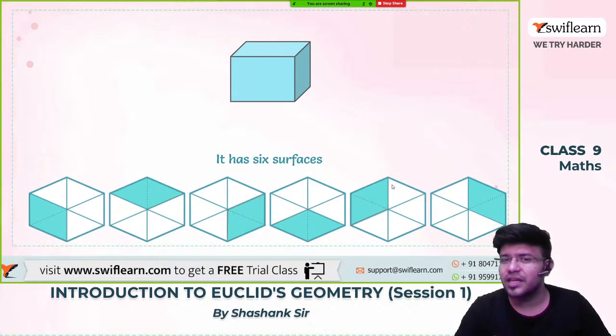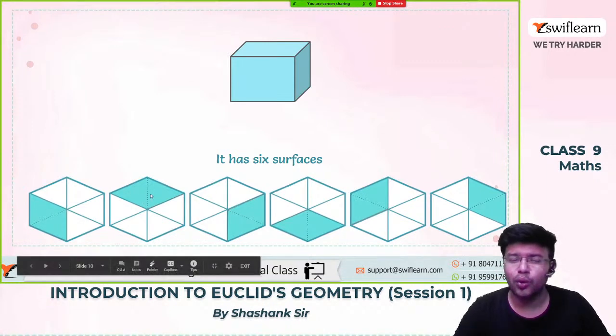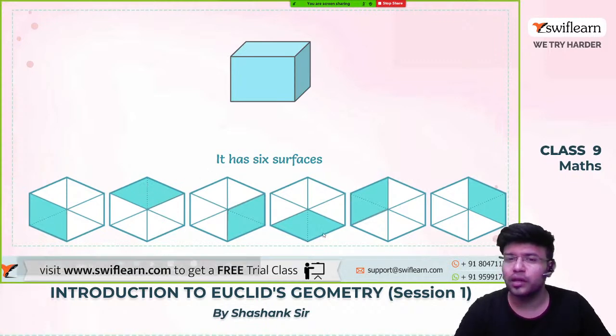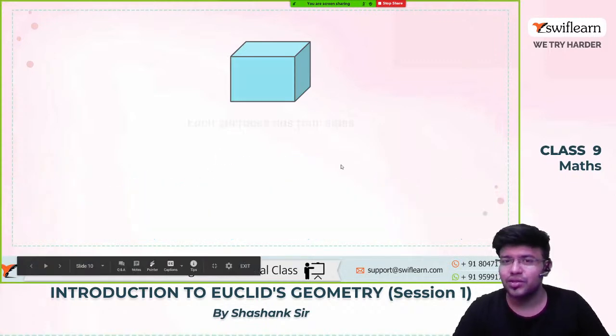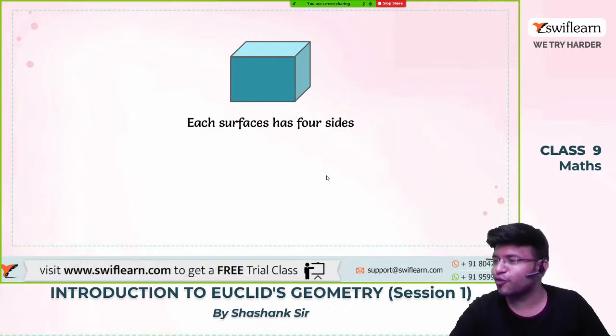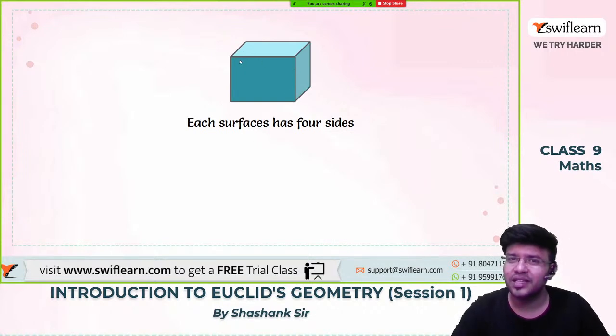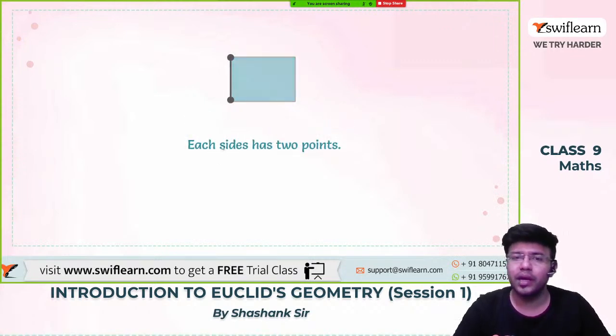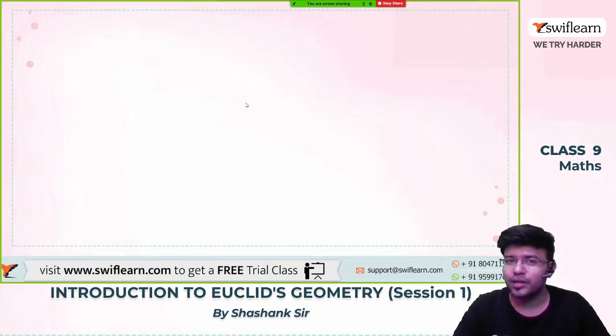Now let's take an example of a cube. It has six surfaces, right? One, two, three, four like this, and one at the top, one at the bottom. So it has six surfaces. Each surface has four sides. See, if this is a surface, it has one side, two sides, three sides, and four sides. And each side has how many points? If we take one side, it has 1 point and 2 points. Each side has 2 points.